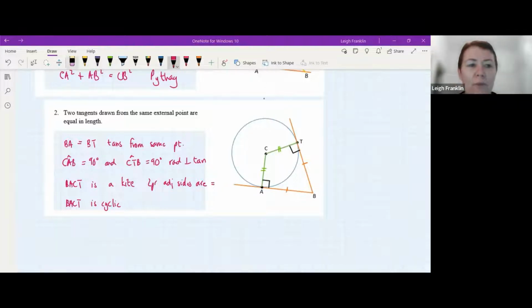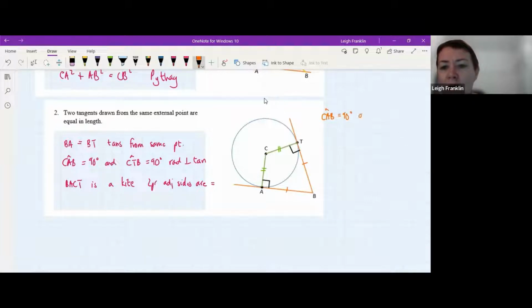So actually, if we needed to set it out in the correct way, we would have had to state that. So we would have had to state what I've written here in my second line. Let me just put it over here. So in other words, CAB equals 90 and CTB equals 90. And the reason for that is because the radius is perpendicular to the tangent. Thus, when we add CAB to CTB, we get 180 degrees. So that means that BACT is cyclic.